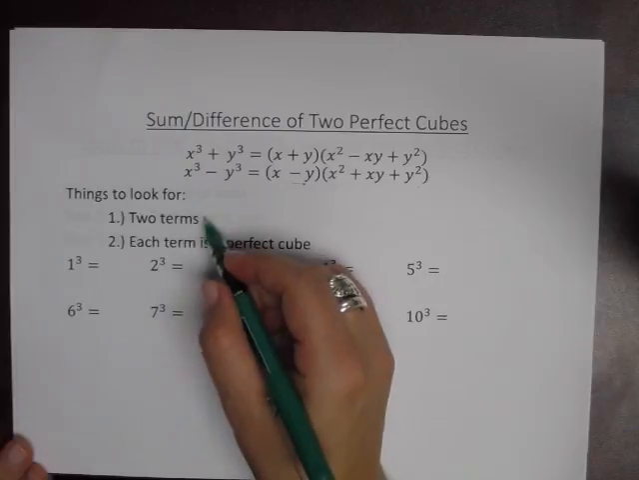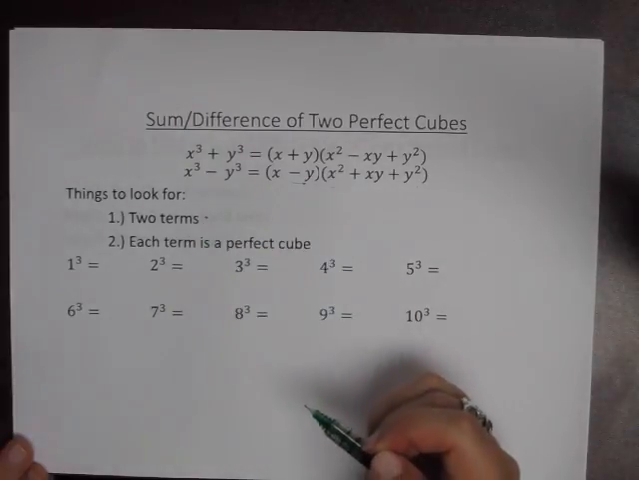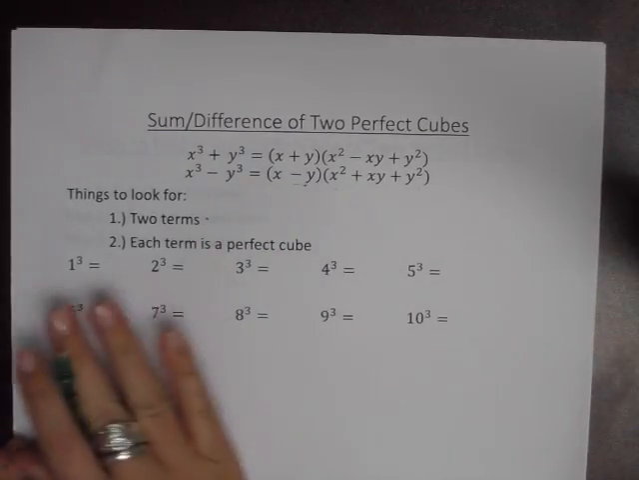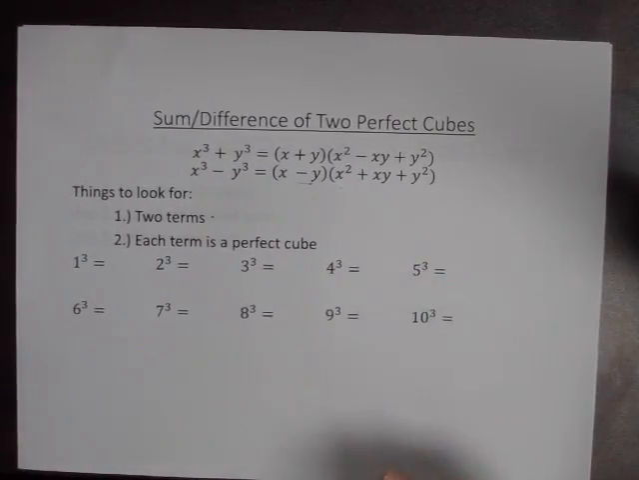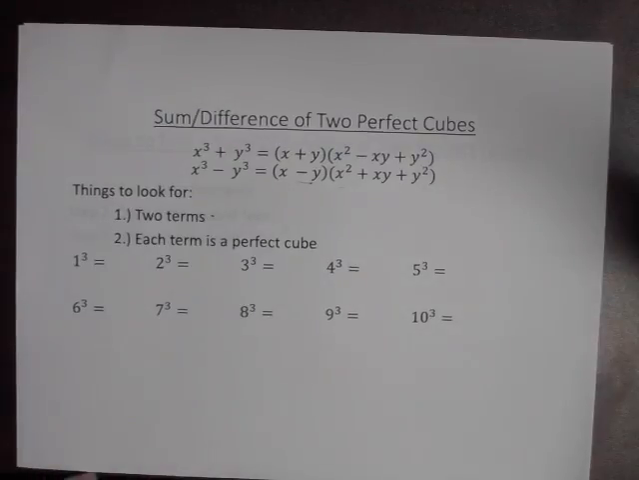So what you look for is two terms, and each term is a perfect cube. So we need to figure out what our perfect cubes are. We're going to write those out really quickly. And I would highly suggest before you start this homework assignment that you write out all your perfect squares and you write out your perfect cubes.